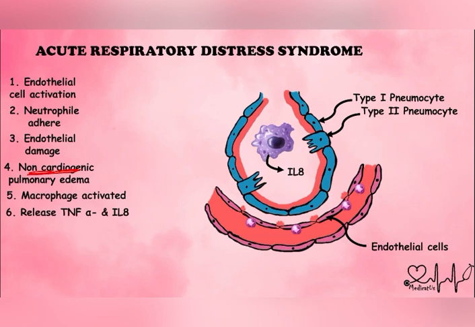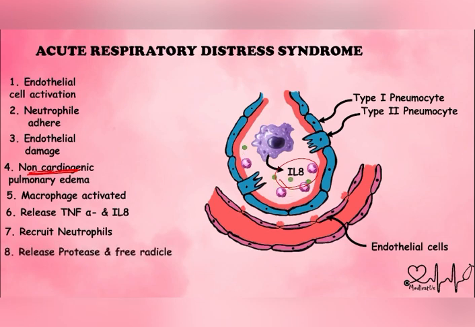And this interleukin 8 will have one major function, that is, they will allow these neutrophils to come into this alveoli. They will recruit these neutrophils, and these neutrophils will release toxic materials like protease and free radicals. And these free radicals and proteases will damage the lining of the alveoli. Means it will damage pneumocyte 1 and pneumocyte 2.